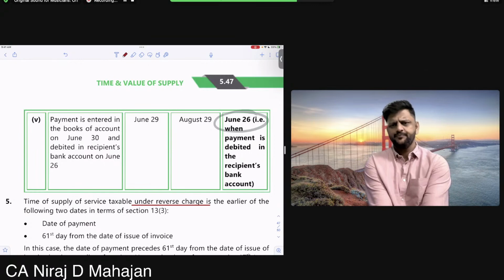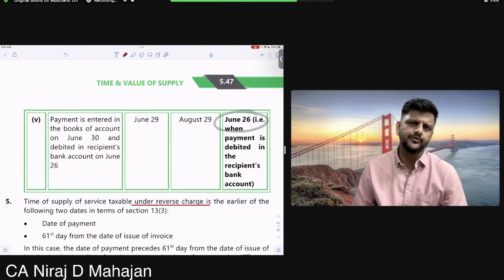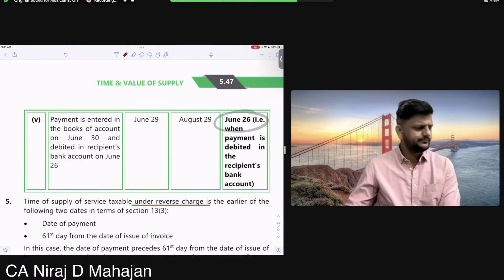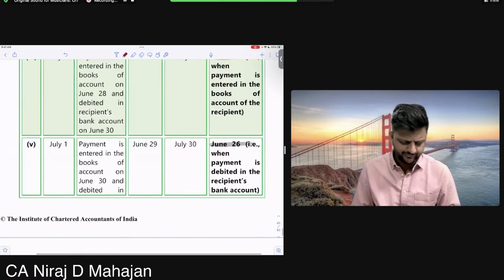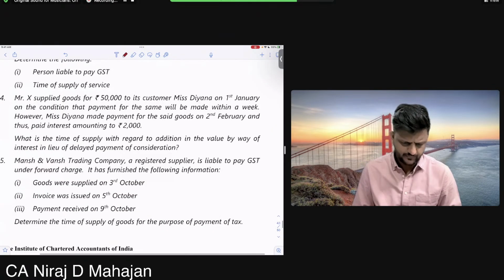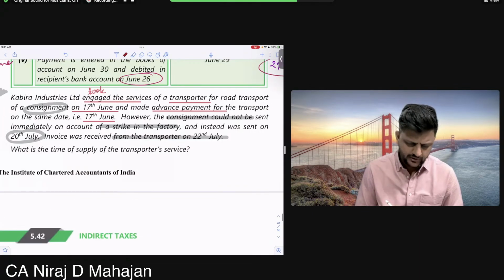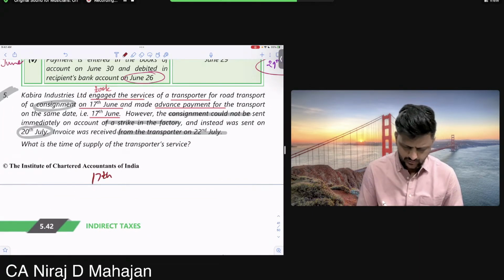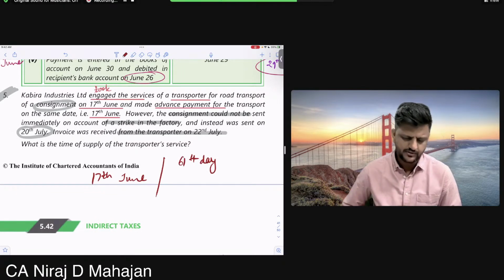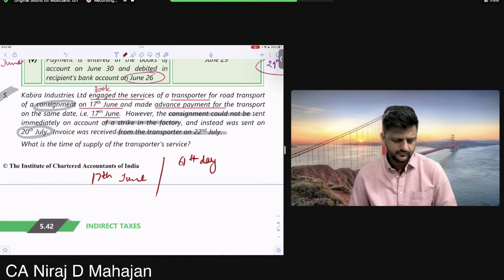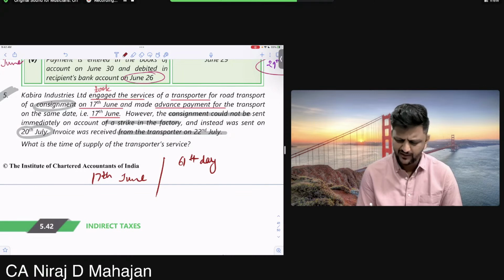There are just two dates: date of payment or the 61st day from the date of invoice. Yes or no? Date of payment or 61st day. What is the date of payment? Advance 17th June. Or the 61st day is what? What is the invoice? It was received from the transporter on 22nd July.